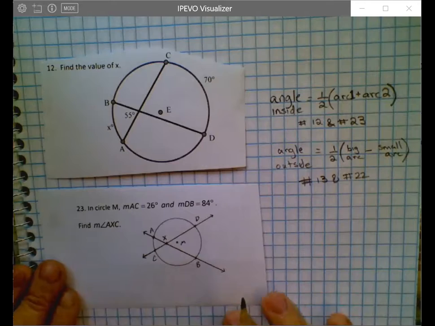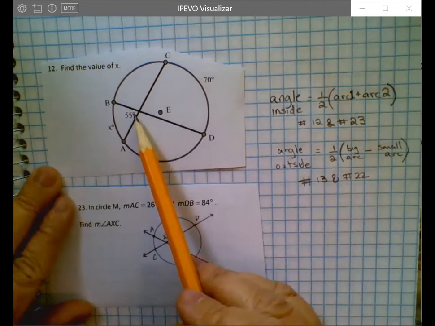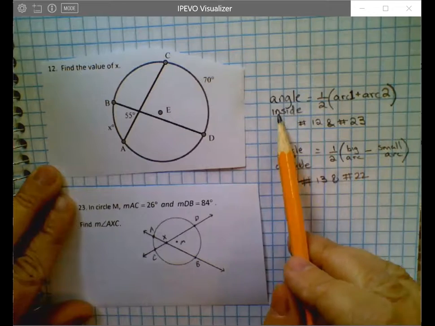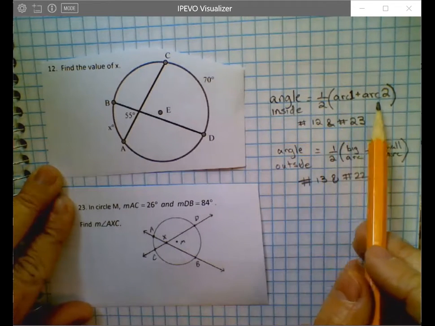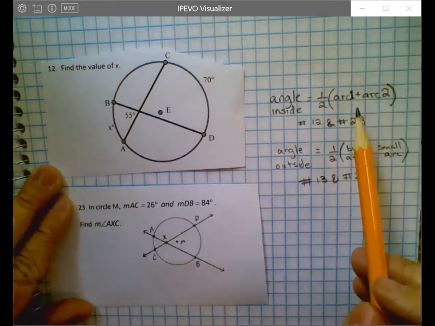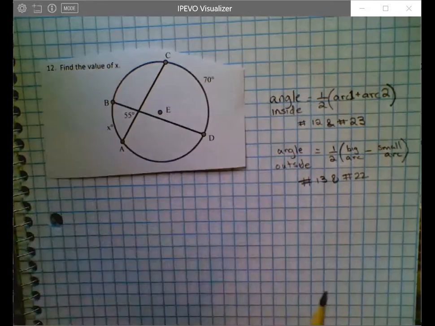So if the lines cross inside the circle, the angle is inside the circle, and we have the formula angle inside equals 1/2 of the two arcs added together. So that is what we use for number 12 and number 23. Let's do those one at a time.